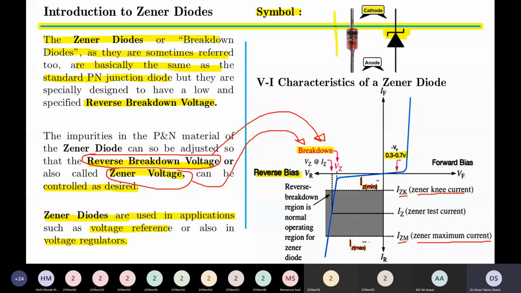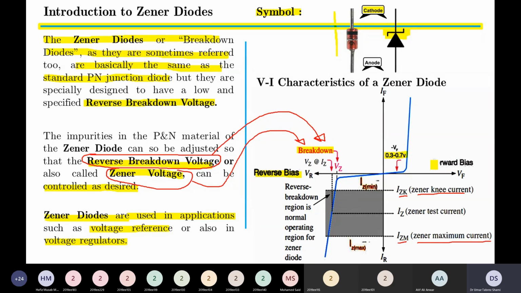So here in this diagram, what we see is the VI characteristics of a Zener diode. On the x-axis, we have the voltage across the Zener diode, and on the y-axis, we have the Zener current. The Zener diode works in either the first quadrant or in the second quadrant. When the diode is working in the first quadrant, it is called forward biased.